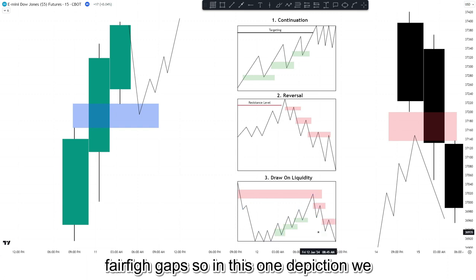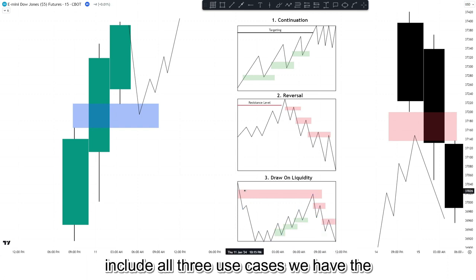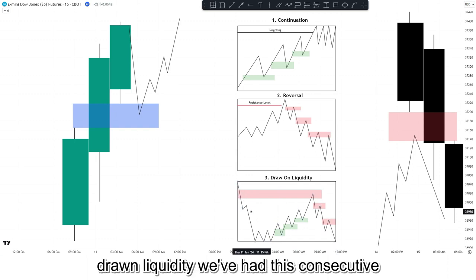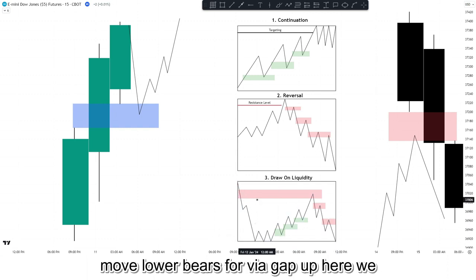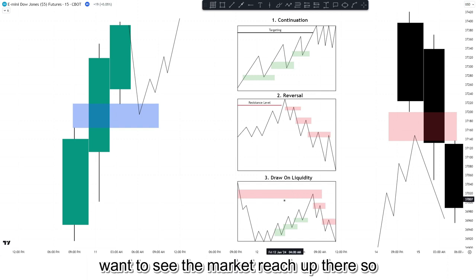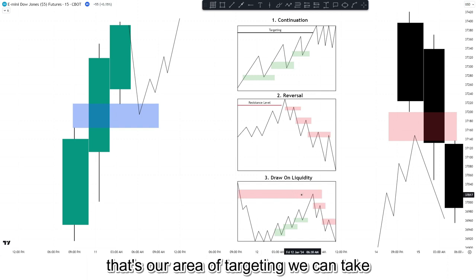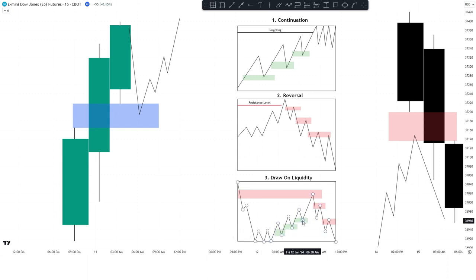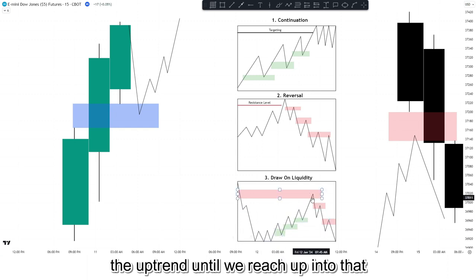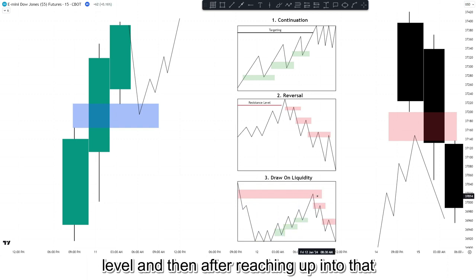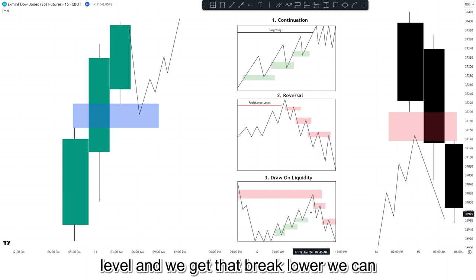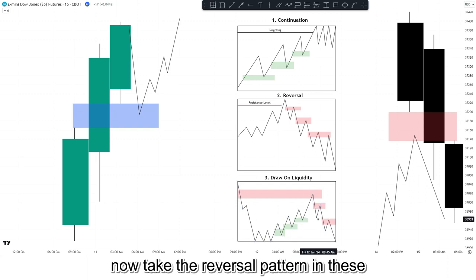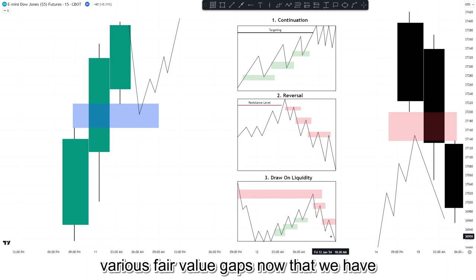So in this one depiction, we include all three use cases. We have the draw on liquidity. We've had this consecutive move lower, bearish fair value gap up here. We want to see the market reach up there. So that's our area of targeting. We can take the continuation fair value gaps in the uptrend until we reach up into that level, and then after reaching up into that level and we get that break lower, we can now take the reversal pattern in these bearish fair value gaps.